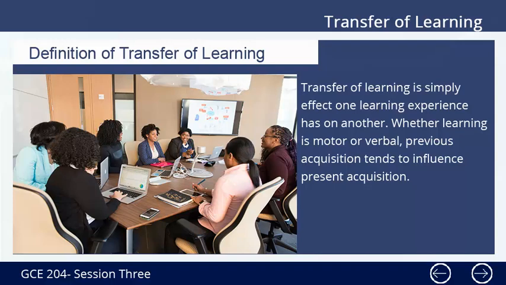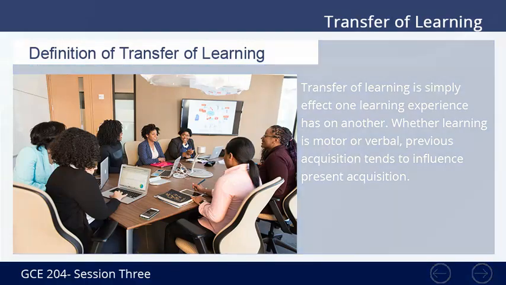Definition of transfer of learning. Transfer of learning is simply the effect one learning experience has on another, whether learning is motor or verbal. Previous acquisition tends to influence present acquisition. In most cases, previous learning facilitates additional learning.